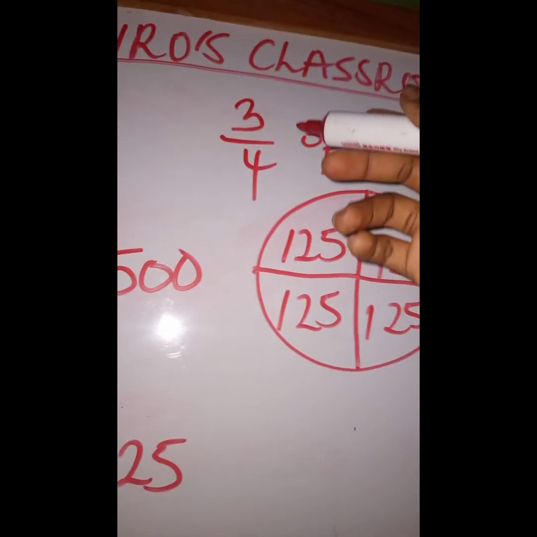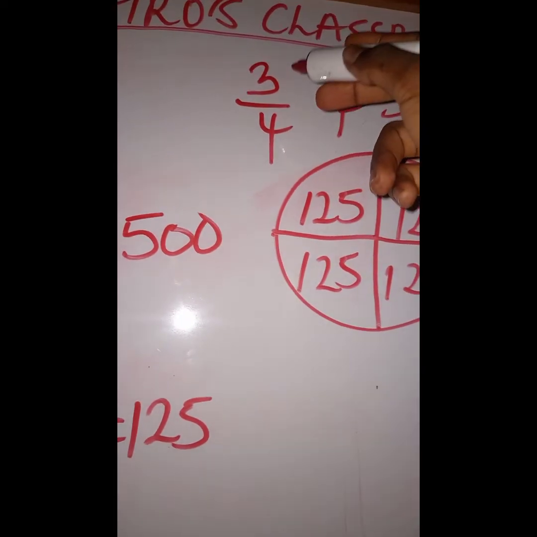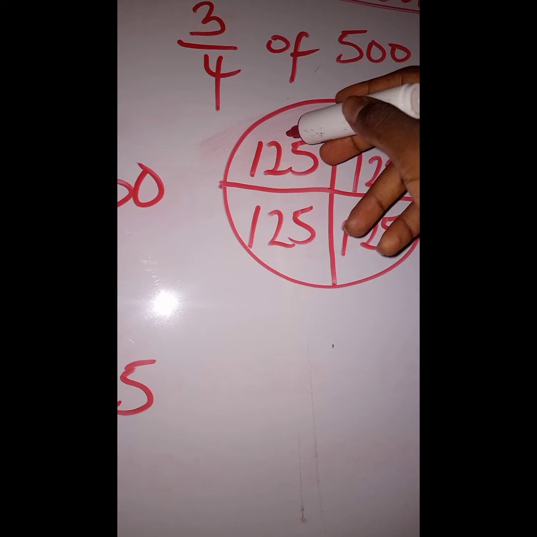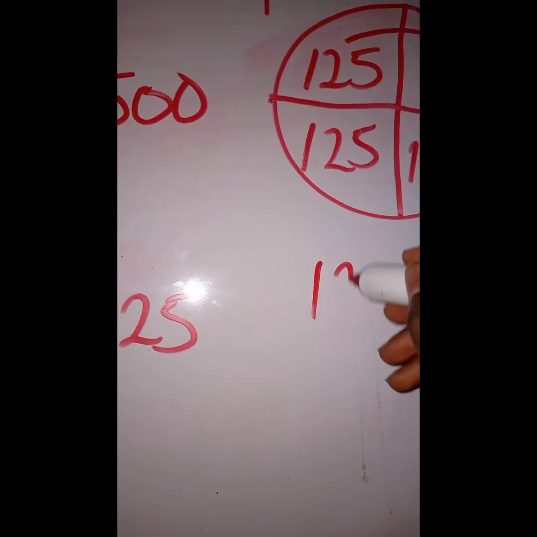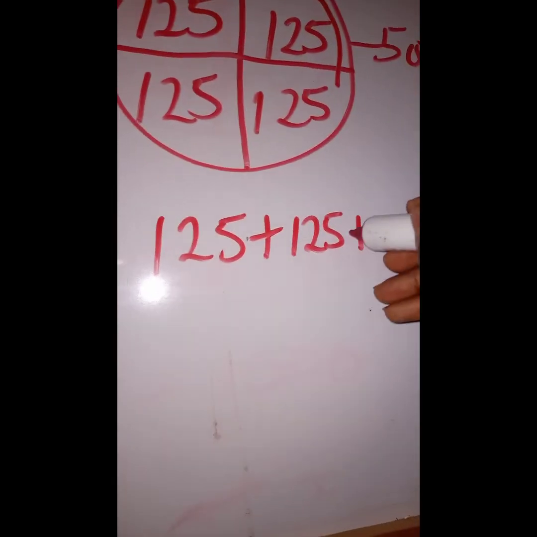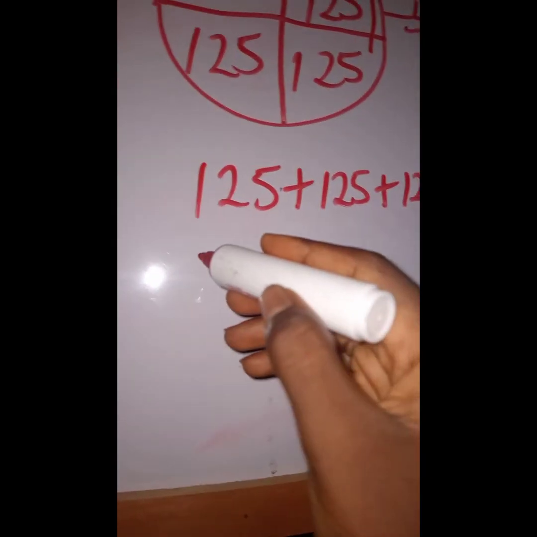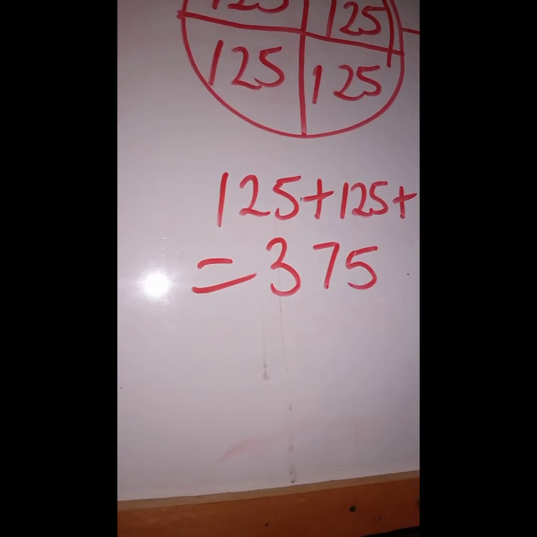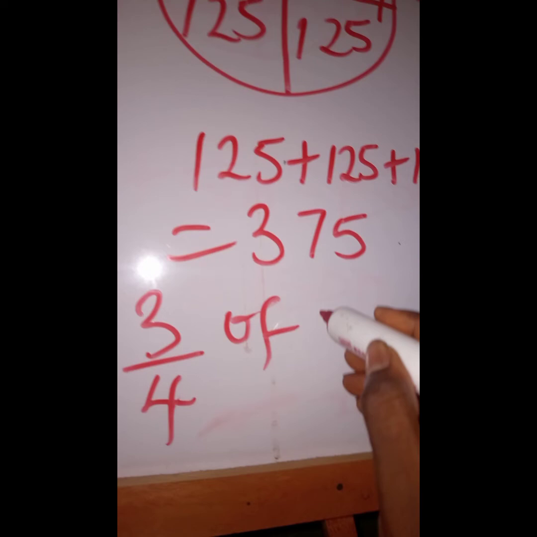So here we have 3 quarter, 3 over 4. So that means we're going to be adding 3 sides to find our 3 quarter of 500. So that's our 1, 2, 3. So we have 125 plus 125 plus 125. And when you add this together, you have your 375.